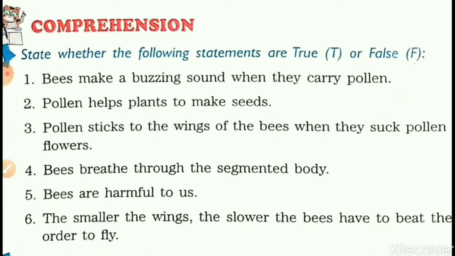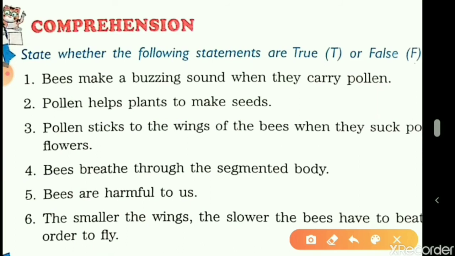In this lesson, children, we have studied three reasons why bees make a buzzing sound. The first reason is that they make the buzzing sound when they beat their wings up and down. And the second reason is they make a buzzing sound when they carry pollen. So the statement is true. Please write true in the first statement.